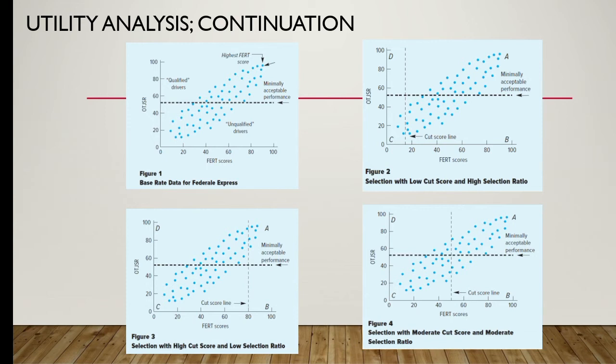Note also that the base rate improves dramatically from 0.50 without use of the FERT to 1 with a FERT cut score set at 80. This means that all drivers selected when this cut score is in place will be qualified, although only 10% of the drivers will be offered permanent positions. And all who are offered permanent positions will be rated qualified drivers on the OTJSR.